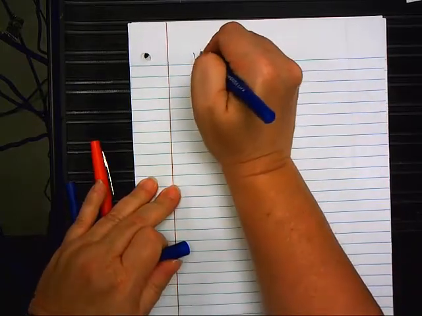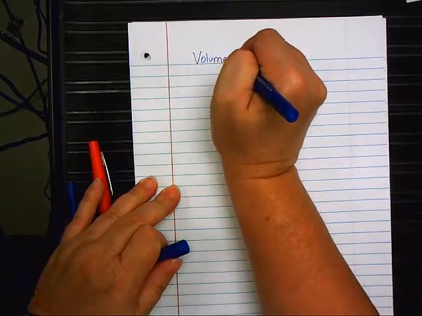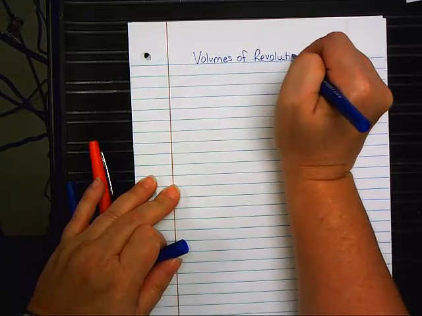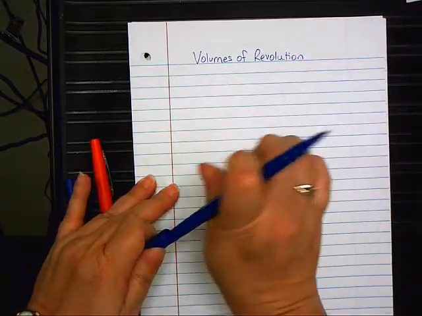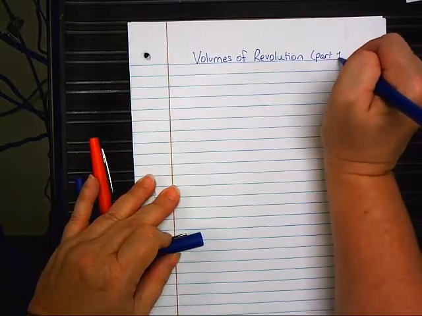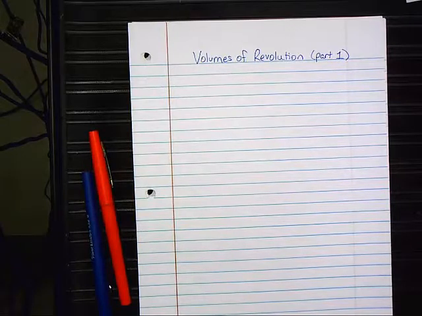All right, today we're going to talk about what we call volumes of revolution. This is the other way to find the volume of an object besides using cross sections. So this is volumes of revolution part 1. The part 2 video will be the one on Thursday.